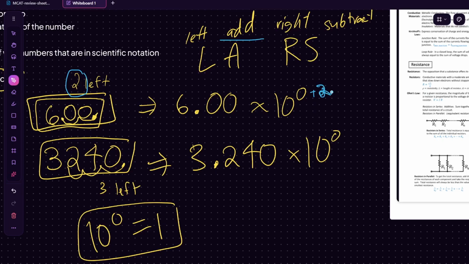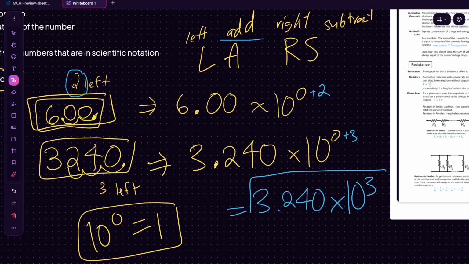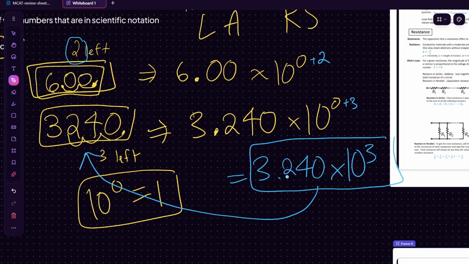Oops, why is it there? Okay, add 2. And this one was add 3. So now we should get equals 3.240 times 10 to the 3. And that should give me the right answer that represents this. So if you do the math, that'll give you 3,240, which is exactly what we started with there.